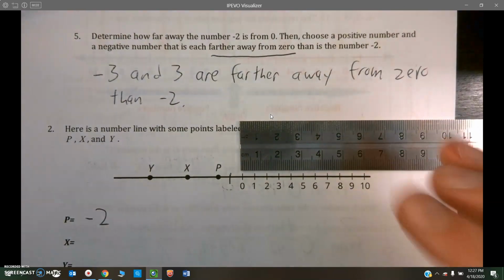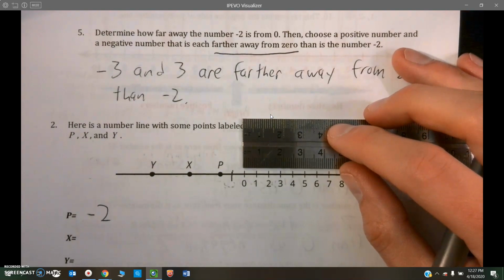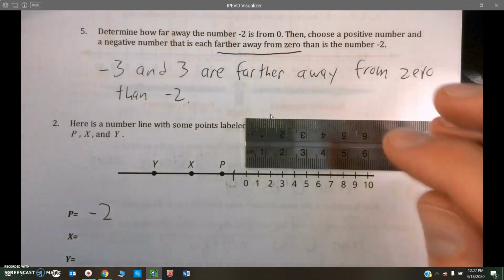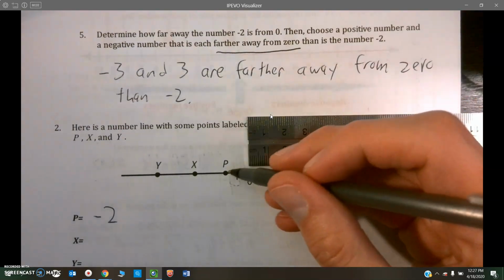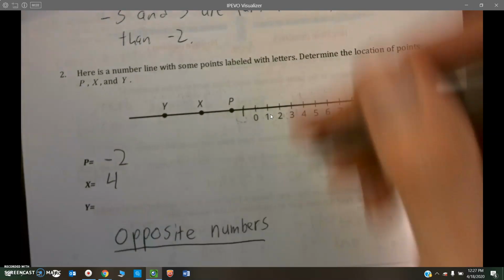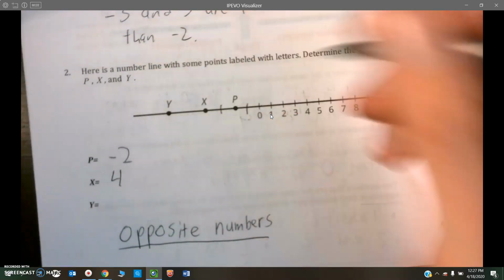Three. Right? No, I'm actually going to say that's about 4. That's about 4 units away. Right? 1, 2, 3, 4.